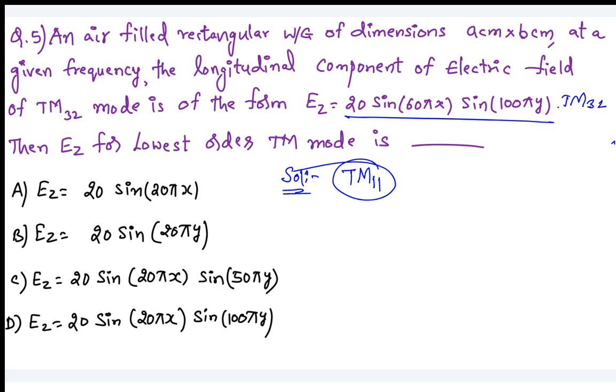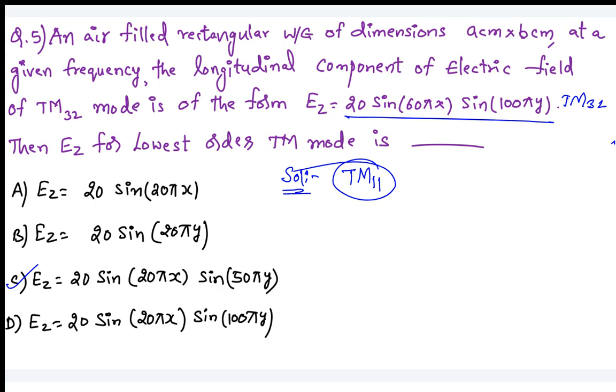Verify. Sine 20 pi x, and sine 50 pi y. Correct. Good. Yes, it is verified. But because the multiplier will not... there is no multiplier, no? If both are same. Oh, okay.